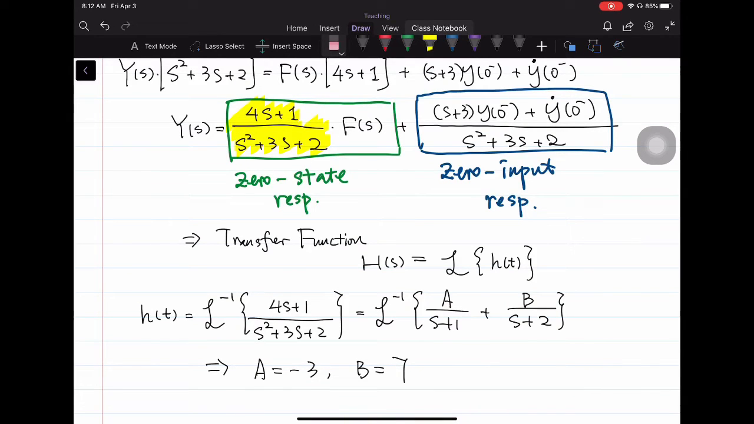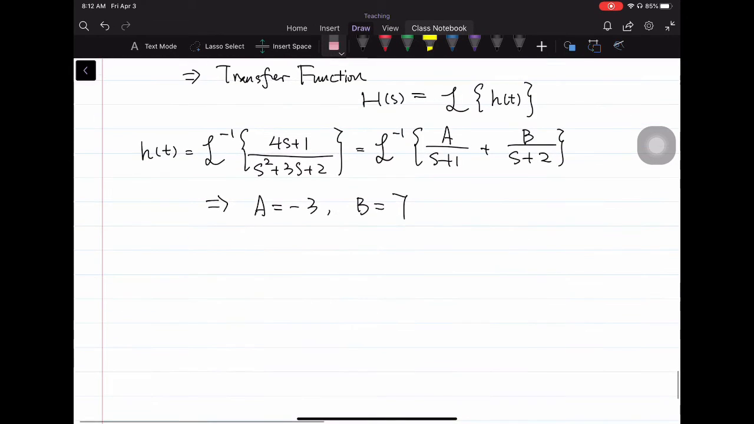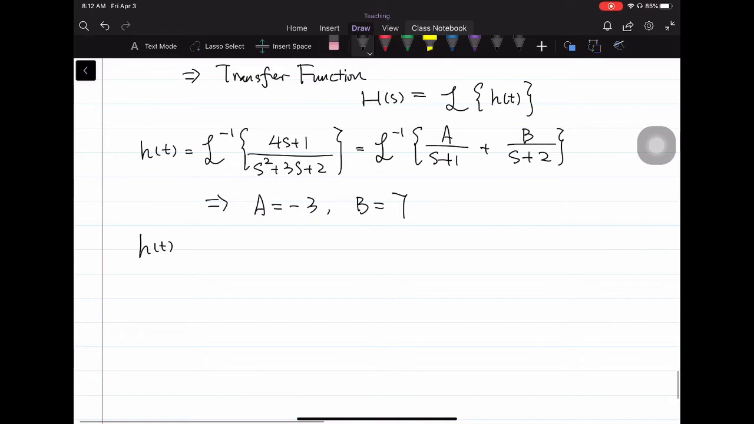After solving a and b, applying the inverse Laplace transform, we can find out h of t is minus 3 e to the negative t u(t) plus 7 e to the negative 2t u(t). And I encourage you to use the chapter 2 method and check whether the h of t is calculated correctly here. Okay.